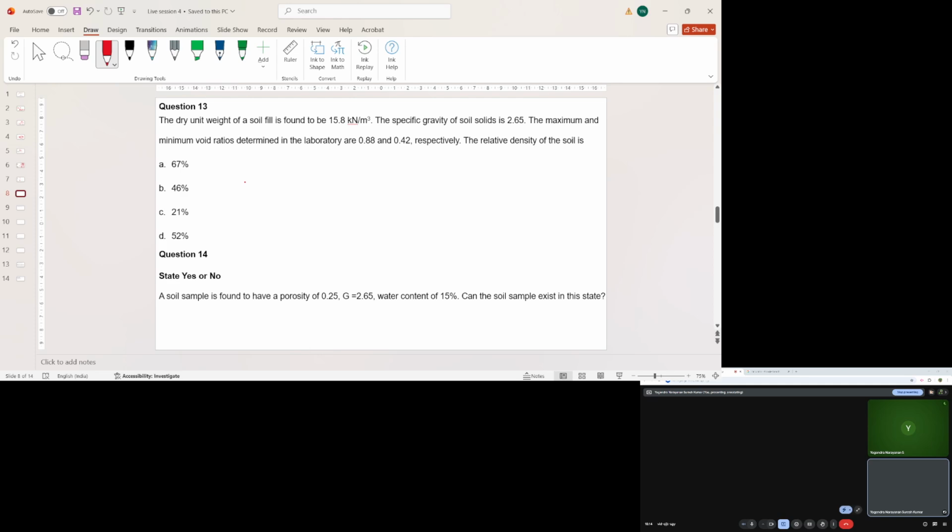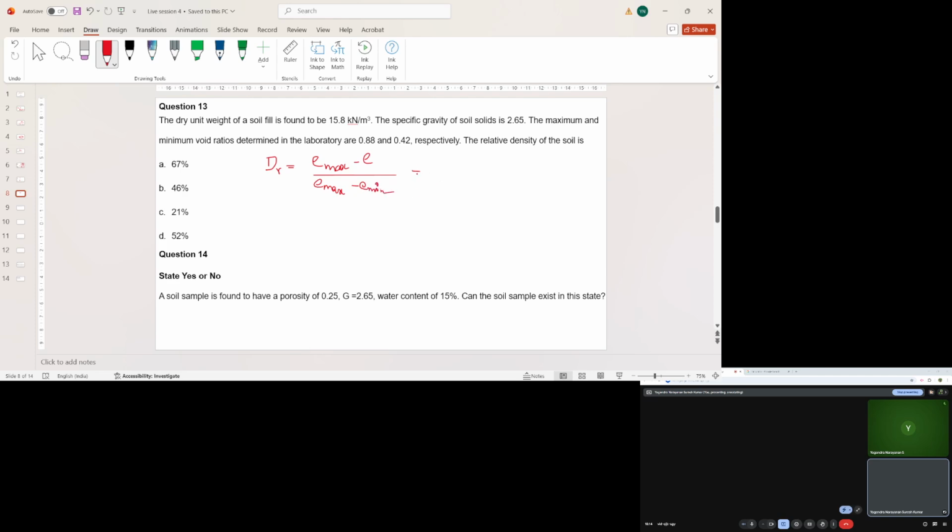Coming to the next question: the dry unit weight of the soil fill is found to be 15.8 kilonewton per meter cube. The specific gravity of soil solids is 2.65. The maximum and minimum voids ratio determined in the laboratory are 0.88 and 0.42. The relative density of the soil is? First we'll write the formula for relative density: e max minus e divided by e max minus e min.